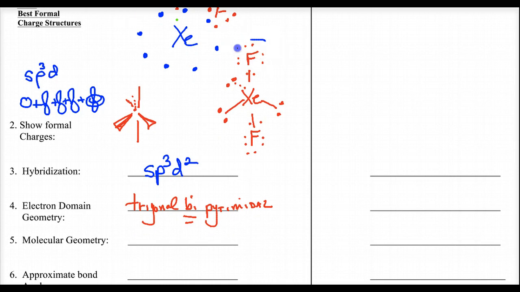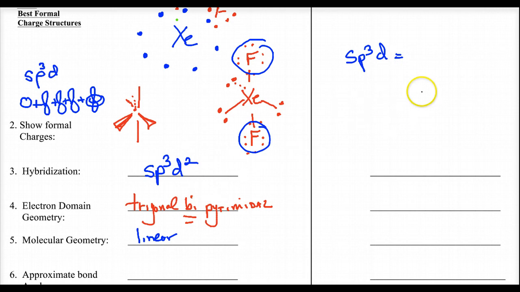Now, the molecular geometry, just where the atoms are, is going to be linear. And if you remember your shapes, in the sp3d family, we have the trigonal bipyramidal, what I just wrote here. If you have one lone pair, it's seesaw, or the distorted tetrahedron if you want to get crazy. Then if you have two lone pairs, it's T-shaped.